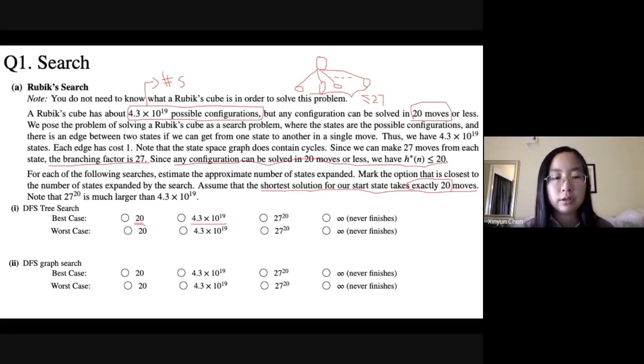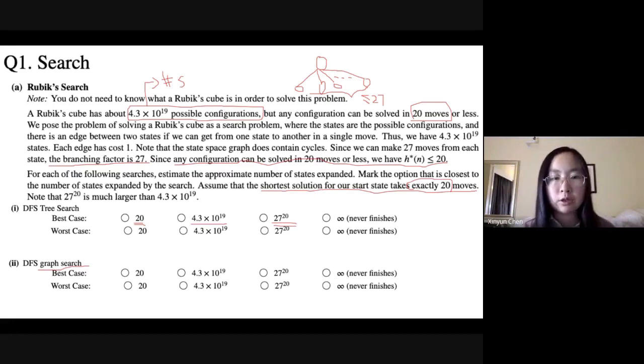We can think about this number in this way. Let's say we are doing a graph search. Recall that last time we discussed that for graph search, we will never expand one state more than once. So when we conduct the graph search and we visit each state exactly once, then the answer should be about 4 times 10 to the power of 19. Then the third choice, 27 to the power of 20.